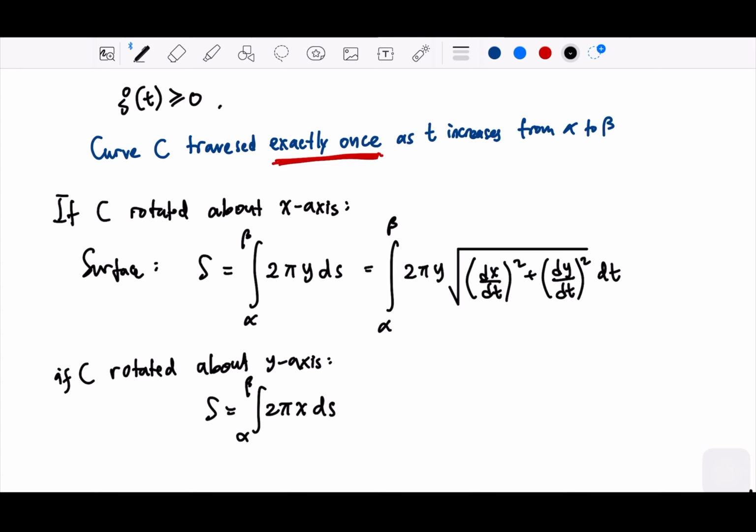So to calculate the surface area, why do we need to take care of the important notes here? We need to make sure that the curve traverses exactly once. If you have it twice, or maybe it has a loop, then perhaps we need to change the t to make sure that our surface is traversed just once.